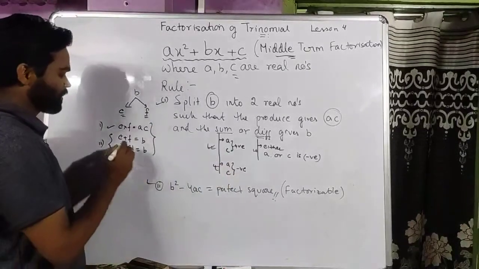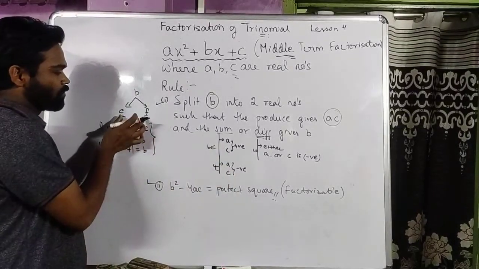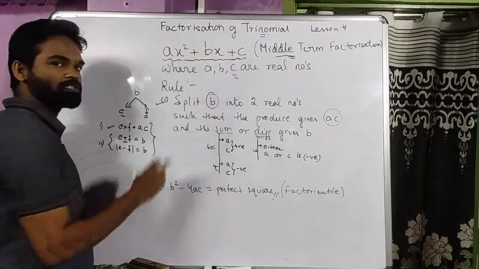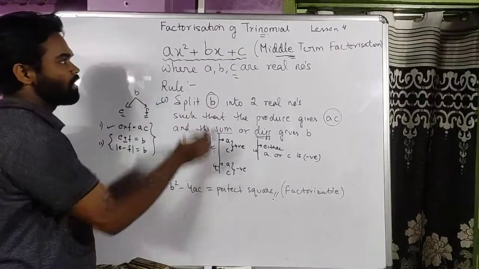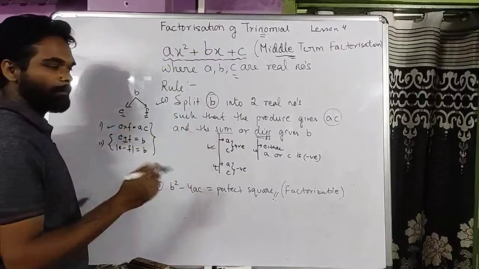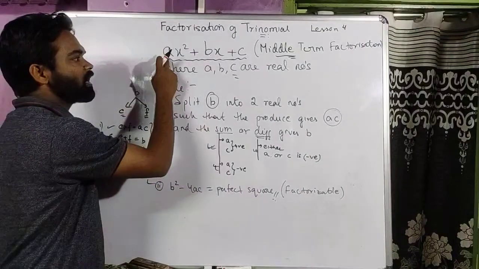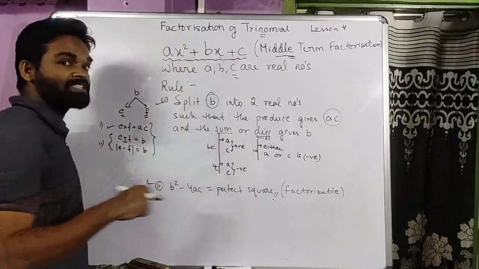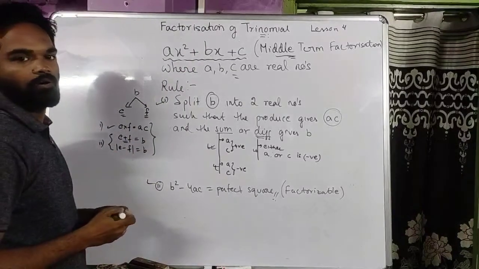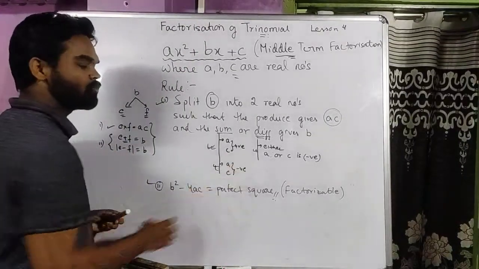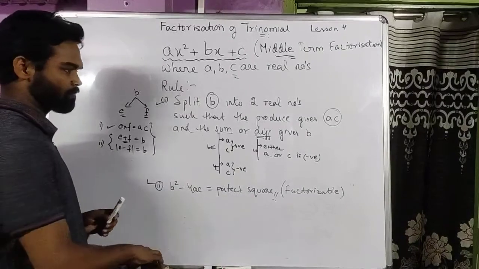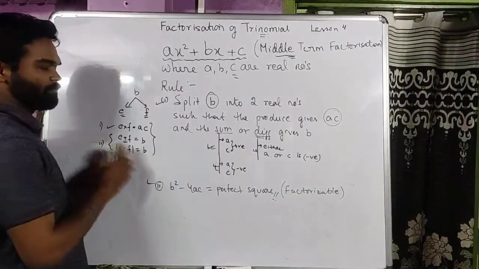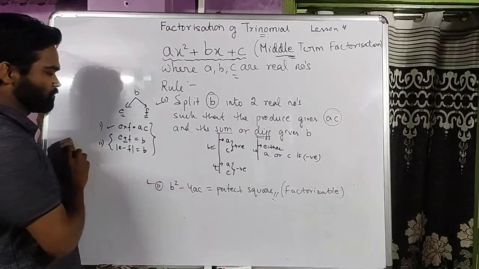Now, one more thing. When do we use the sum of two numbers to express b? If both a and c are positive, or both are negative. But if either a or c is negative, then b will be expressed as a difference of two numbers. Remember these two things. That will be easier. Now we'll directly move to the sums. I'll show you some sums which will make the concept clear to you.